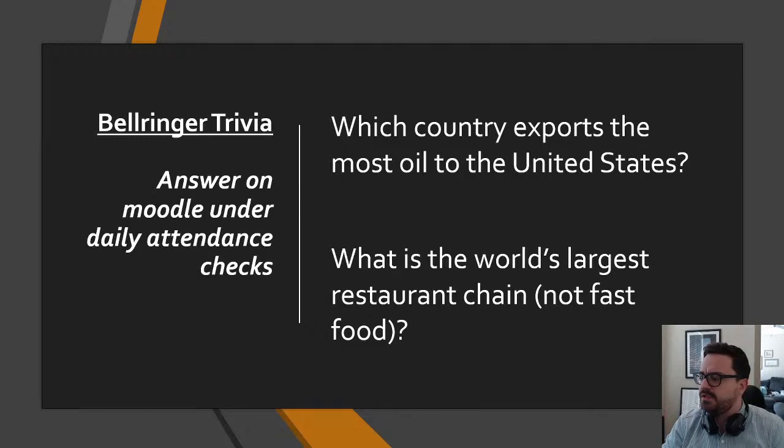And then, what is the world's largest restaurant chain? Okay, we've got Russia. We've got Canada. These are good guesses. These are big oil producing countries, by the way. You guys have both nailed two big oil producers.